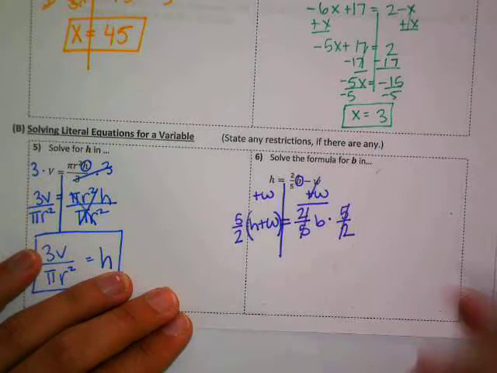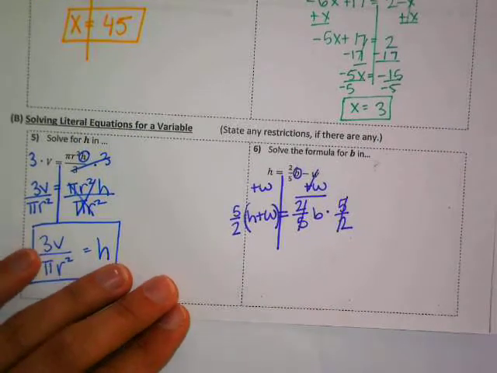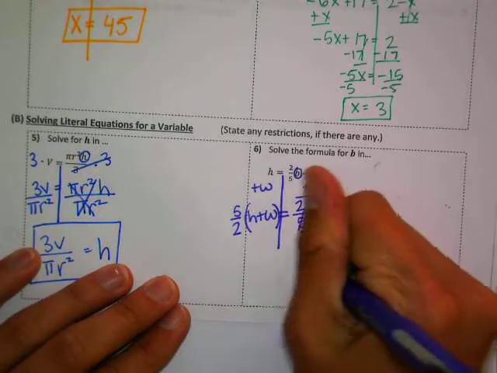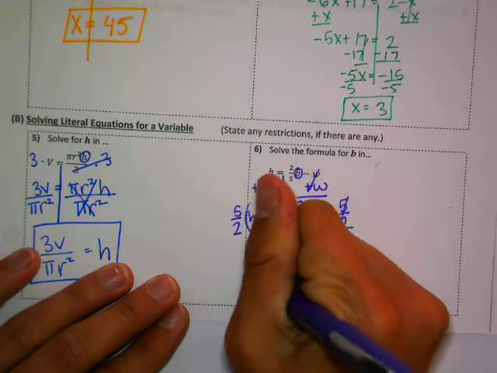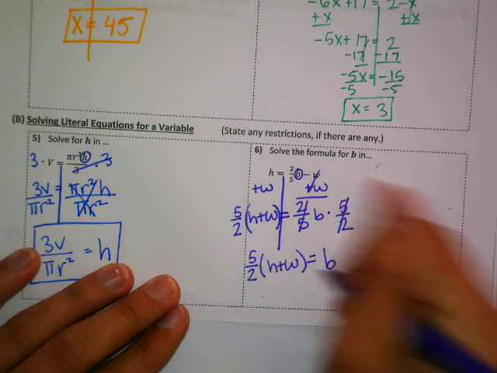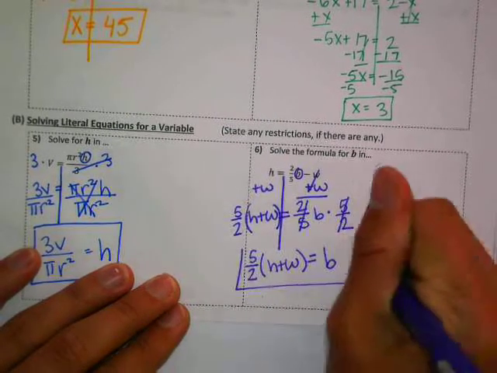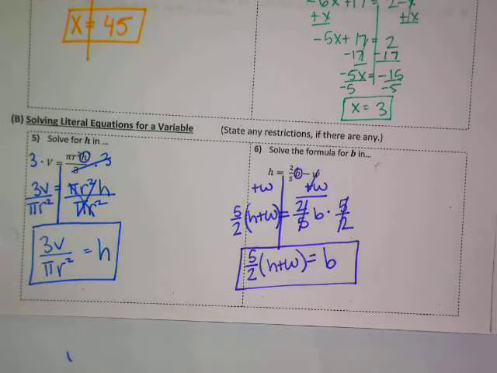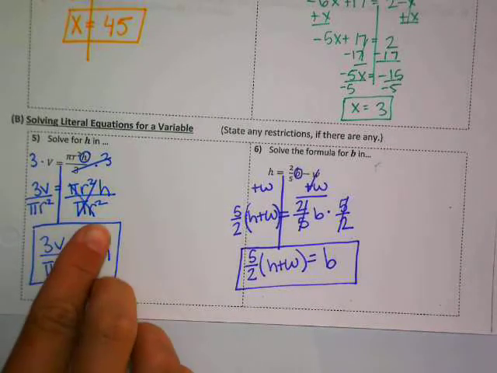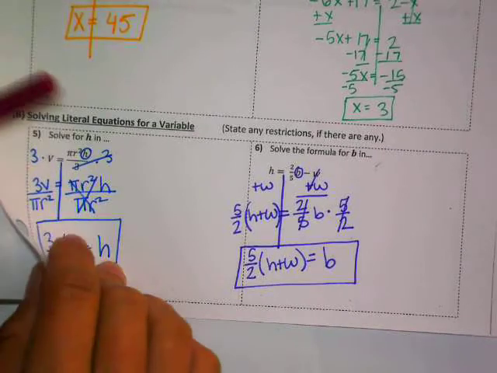All right, so those fractions cancel each other out. That equals 1, and I'm just left with 1b over here. And on the left side, 5 over 2, h plus w. Yes, good. All right, flip it over on the back.